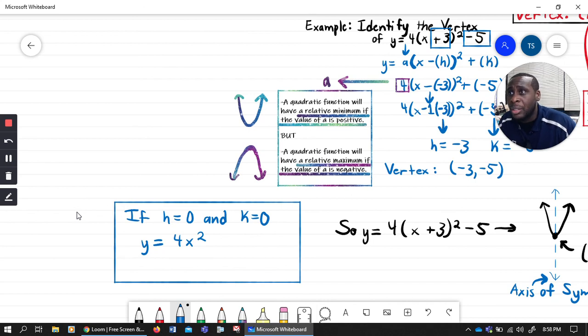If both h and k were 0, then the vertex would be 0, 0, right? It would be the ordered pair 0, 0, which means the vertex would technically be the origin on a coordinate plane. All right, but that's how it would look if both h and k were equal to 0. Because there'd be nothing there on the inside of the parentheses with the x that's being squared. You wouldn't have to write the plus 0 or minus 0 there, and you wouldn't have to write a plus 0 on the outside for the k either. Okay?